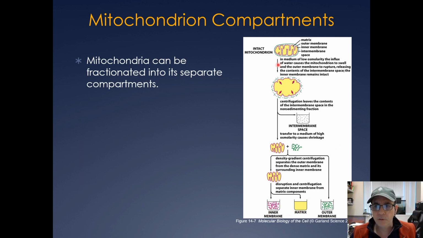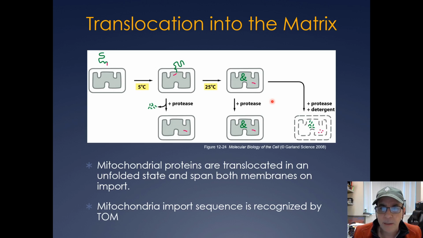And this type of assay was also used to figure out where different proteins go in the mitochondria when they're looking at translocation, and also how the transport is affected if you do this assay here with some of the various mutants that they had.